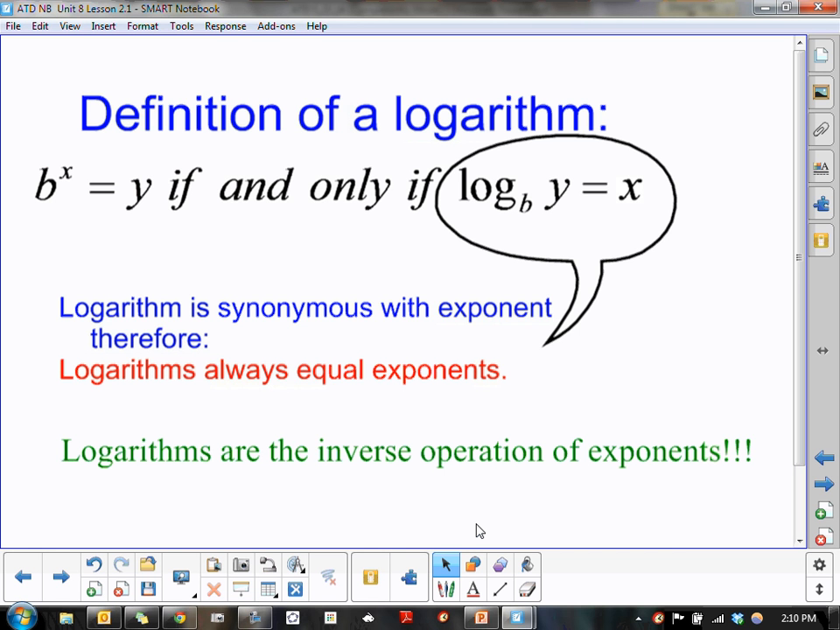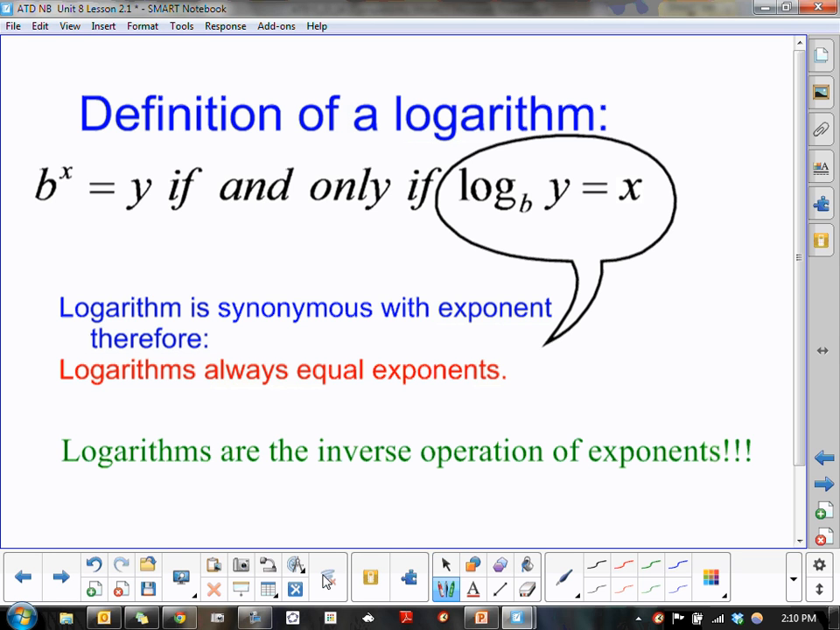That means you have to be able to take these three building blocks, the base, the exponent, and the antilog, and put them in the corresponding spots for a logarithm. There's some other ideas here that you've got to get into your mind. When you hear the word logarithm, it's really synonymous with exponent. Logarithms are really nothing more than another way of saying exponents. Logarithms basically always find exponents. Since they're always finding exponents, logarithms are the inverse operation of exponentials.